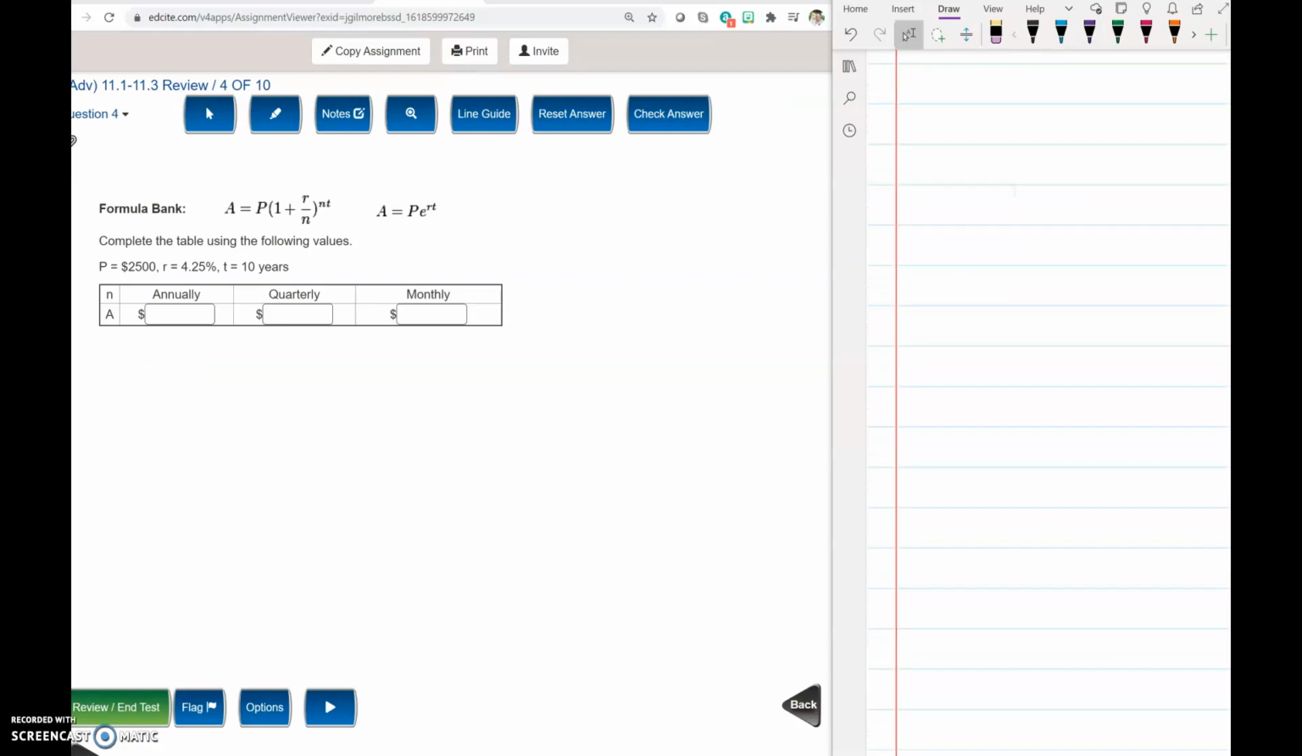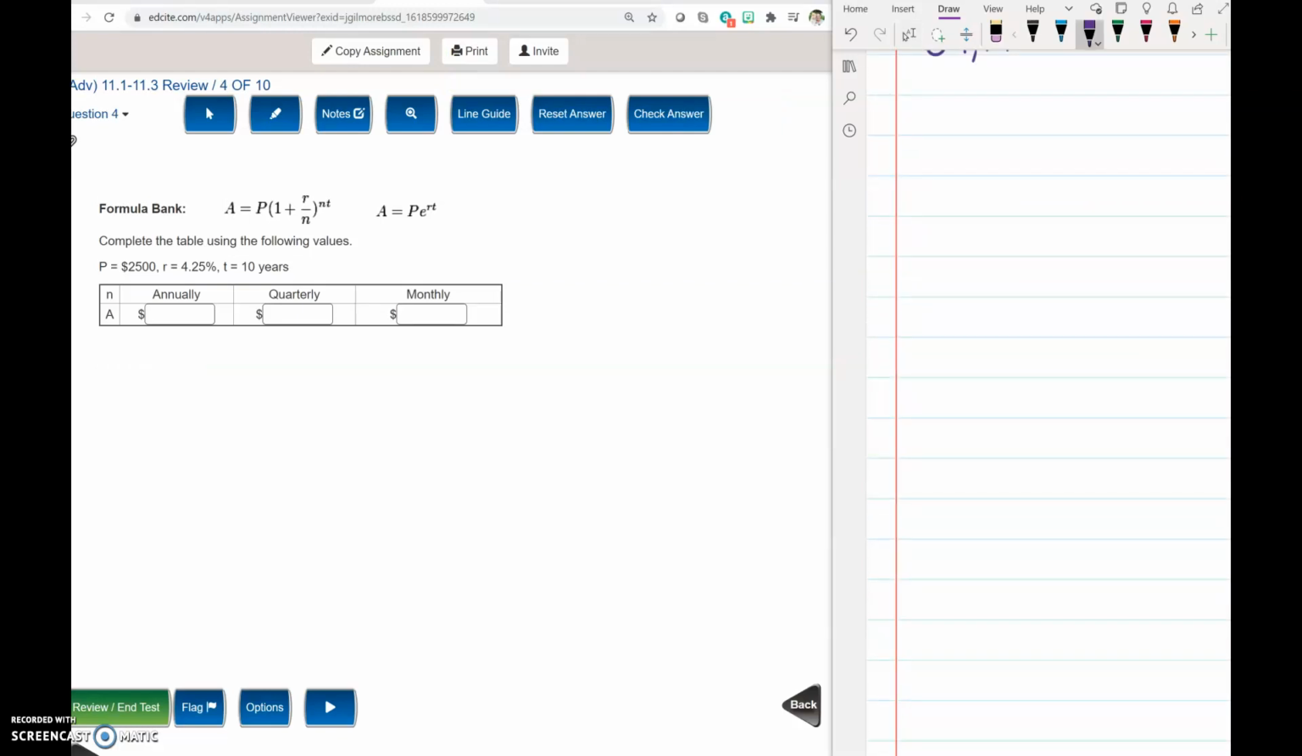Okay, complete the table. So there's 3 pieces here. It shows us that our principal is 2,500. Our rate is 4.25%, which is 0.0425. Make sure you have your rate correct on that one. Our time is 10 years. And then in each of these, it's asking you to use a different n value. It does not say continuously. We're going to use that first formula. So the principal amount times 1 plus our rate divided by n raised to the n times t. N is the number of times it's compounded.